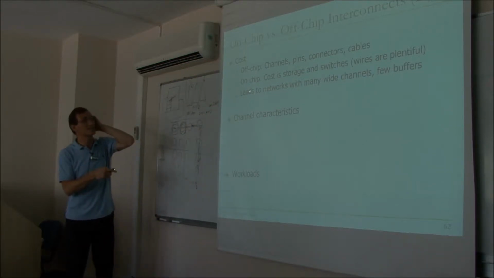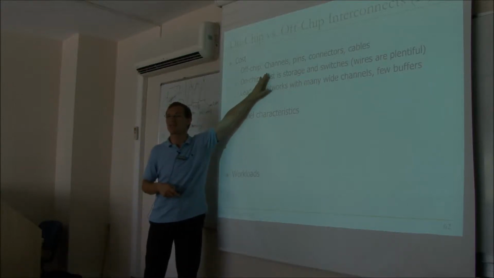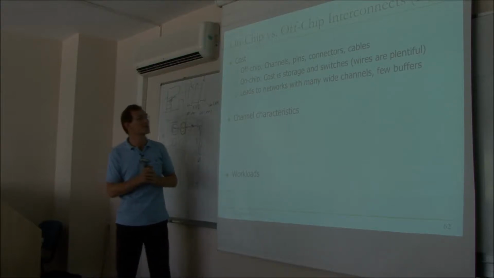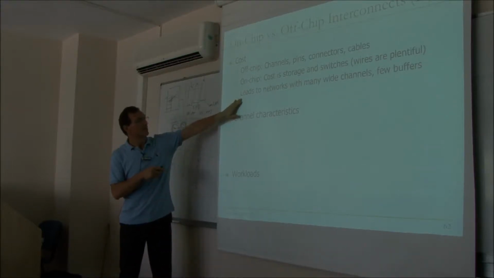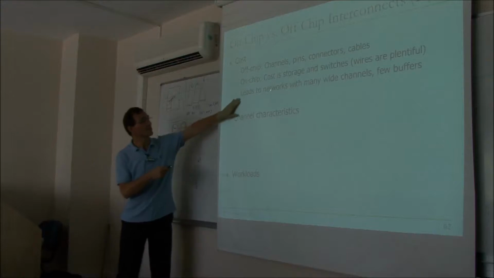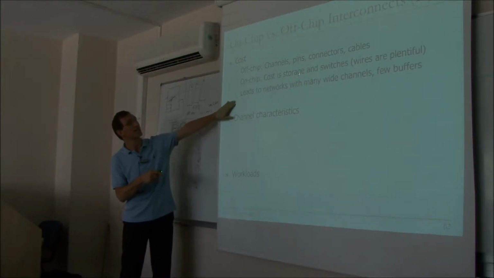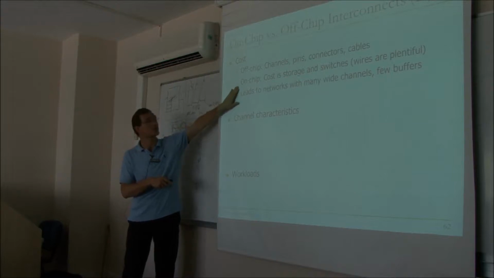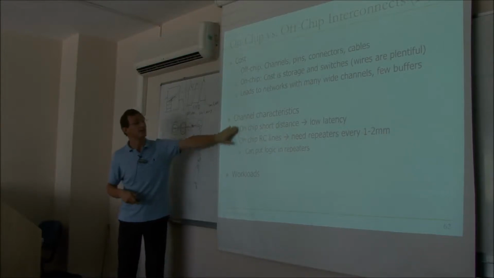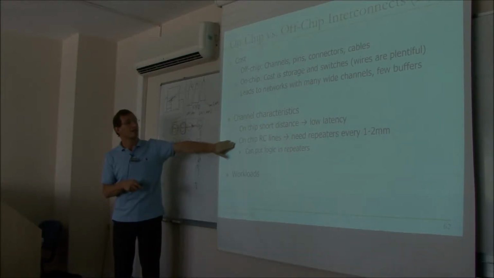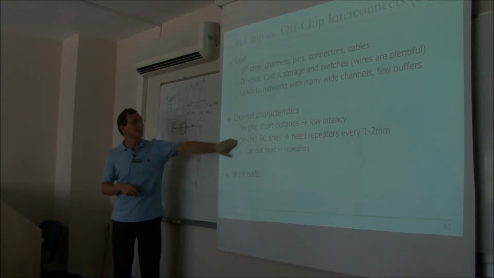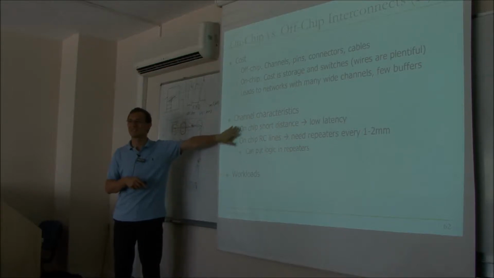Whereas on chip, cost is really storage and switches. Wires are actually plentiful, and somebody can do the wiring automatically, whereas off chip, it's harder. Even if off chip you can do it automatically, somebody needs to connect those things. So this leads, or perhaps should lead, to networks with many wide channels and few buffers. Channel characteristics are also different. On chip, you have short distance, which means low latency. But on-chip RC lines need repeaters every 1 or 2 millimeters. But you can also put logic in repeaters. So there are advantages and disadvantages here.